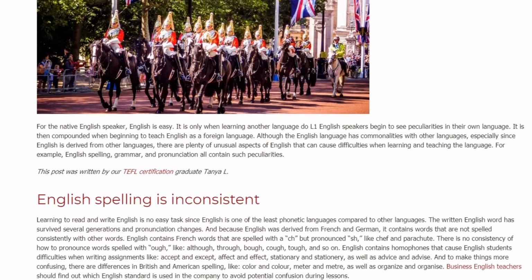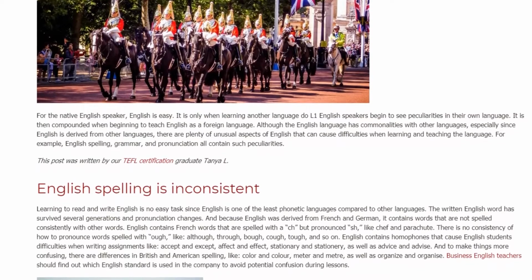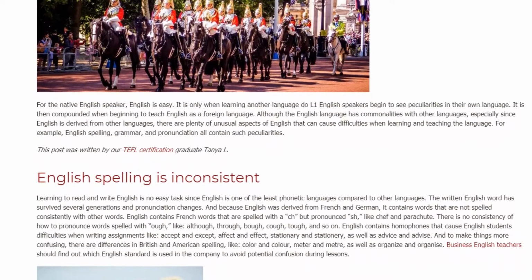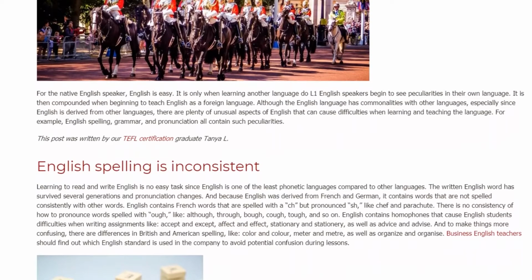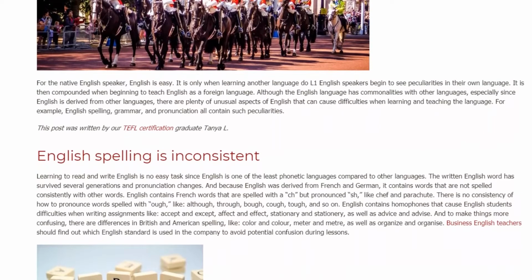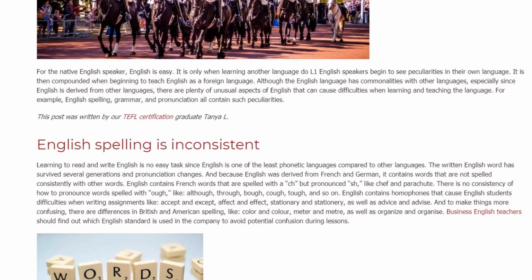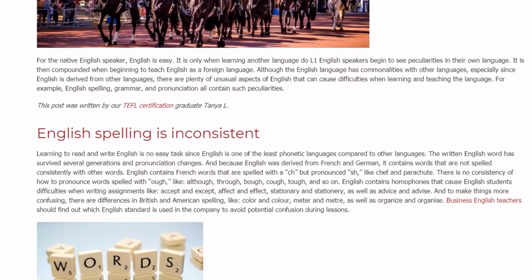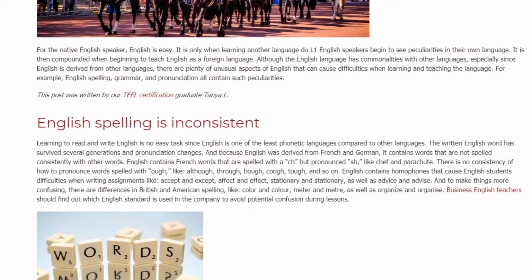English contains French words that are spelled with the CH but pronounced SH, like chef and parachute. There is no consistency of how to pronounce words spelled with OUGH, like although, through, bough, cough, tough, and so on. English contains homophones that cause English students difficulties when writing assignments, like except and accept, affect and effect, stationary and stationery, as well as advice and advise.